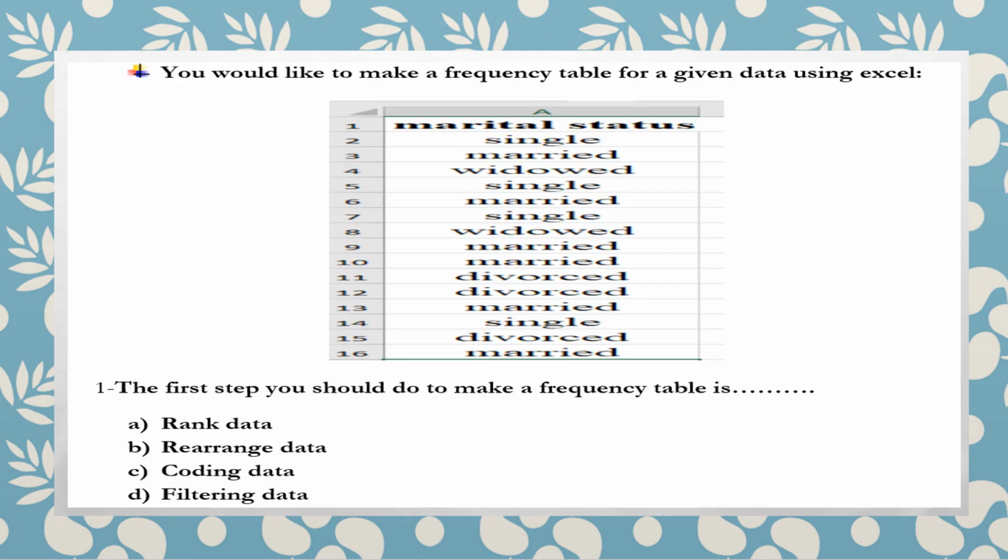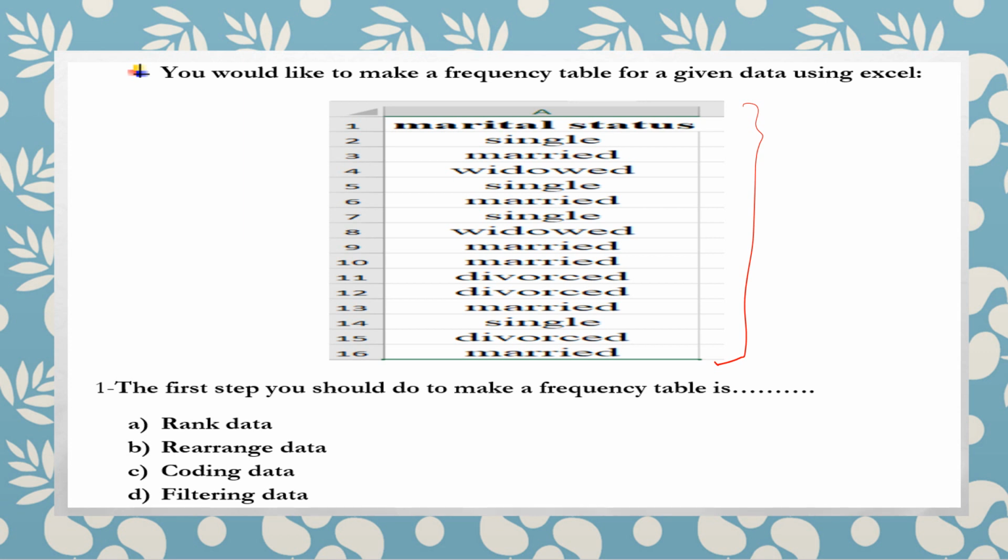You would like to make a frequency table for given data using Excel, and in this example you are given marital status data for 15 individuals, and you would like to organize these data in a frequency table. The first step in order to organize these data in a frequency table is: rank data, rearrange data, coding data, or filtering data. The first step is to code data.